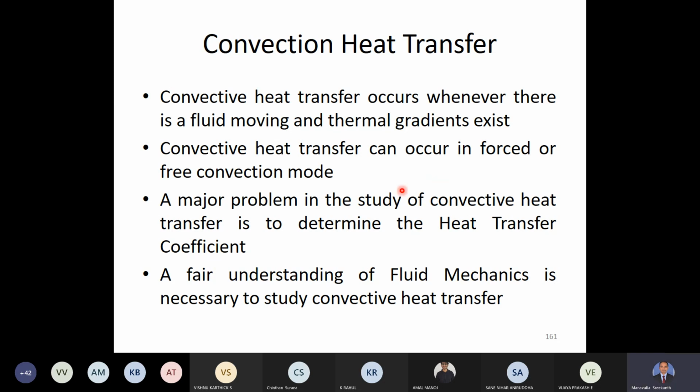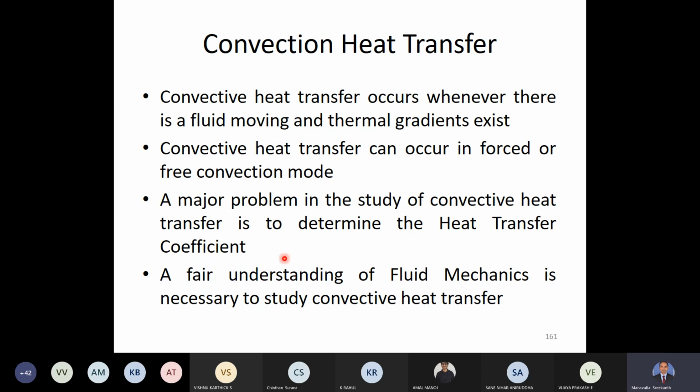The convective heat transfer can occur in two modes. One is the forced and the other one is the free convection mode. Free convection mode is also called the natural convection mode. In this free convection mode, there won't be any external device that can force the fluid to flow. So you won't find any pump or a blower or a fan or a compressor to force the fluid to flow in a free convection mode, whereas in the forced convection mode, you will have such an external device.